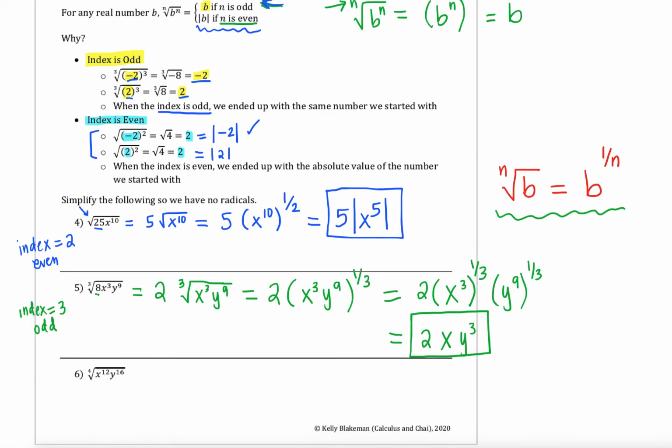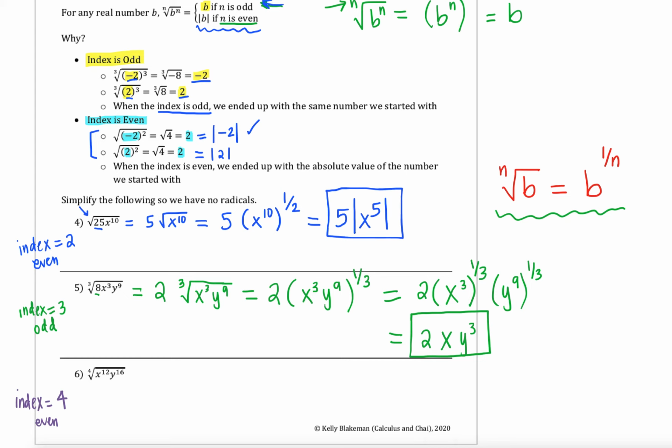Well, let's look at what happens if I have a fourth root. So here in example 6, we have the fourth root of x to the 12th times y to the 16th. Why don't you guys pause the video right now and write down your index and decide if that index is even or odd. So our index here is going to be 4 since it's a fourth root, which is an even number. If we have an even number as our index, are we going to have to worry about absolute values in our final answer?